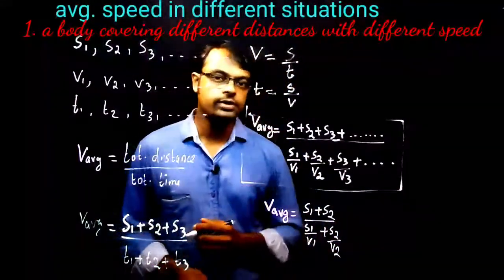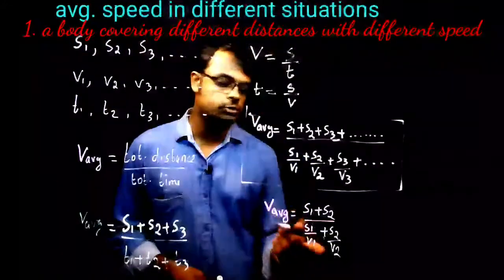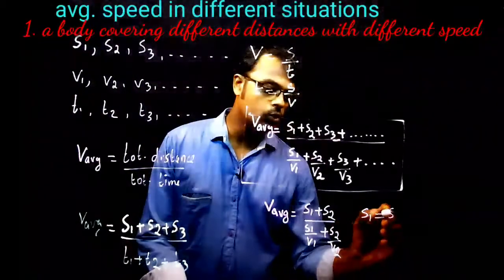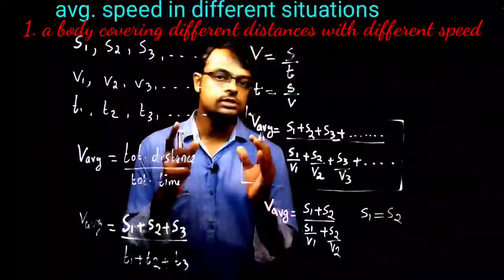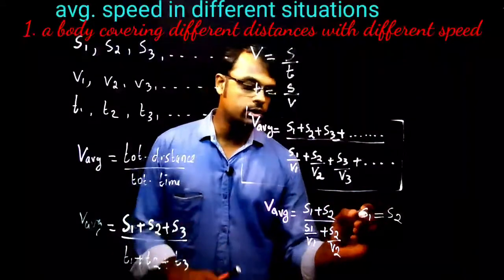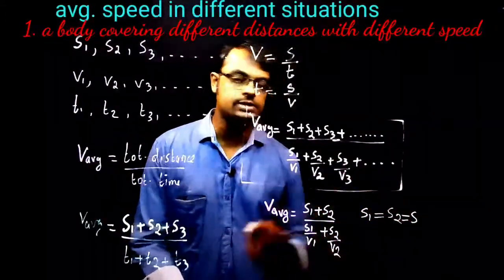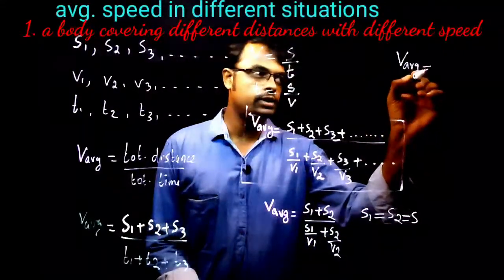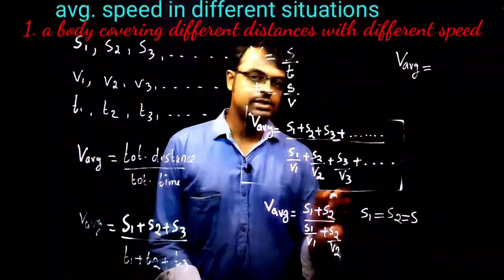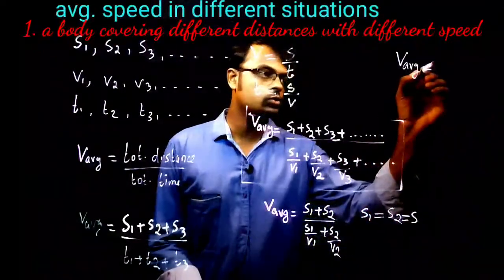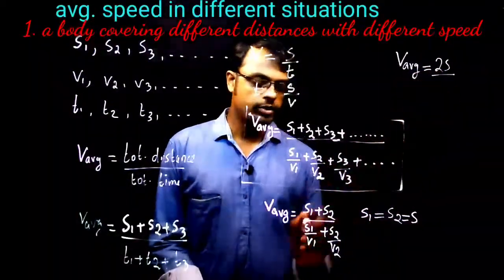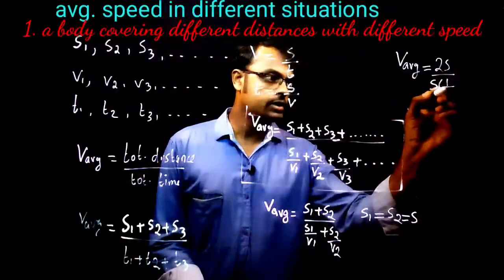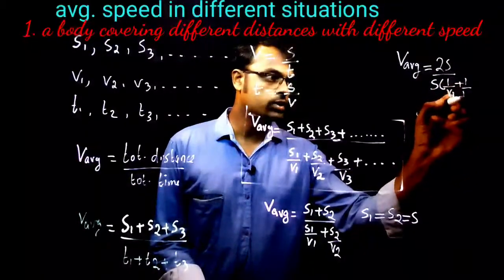That is two different distances we are taking with two different speeds. Imagine S1 is equal to S2. That means the distance traveled is equal. S1 is equal to S2 is equal to S. So if S1 and S2 are equal to S, we can write the average speed is equal to S plus S, because S1 and S2 are equal, so we can write it as 2S divided by S by V1 plus S by V2.